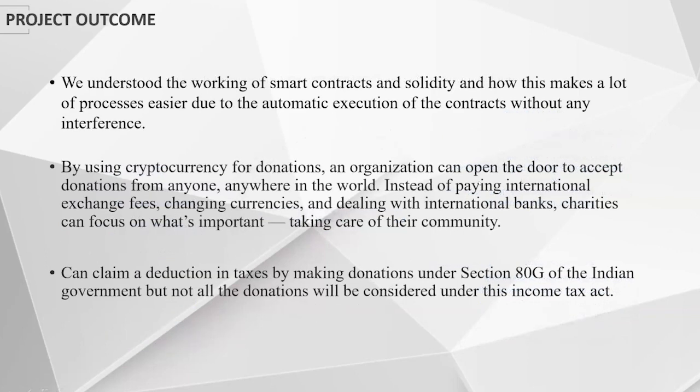The outcome is that we have a better understanding of how smart contracts and Solidity can be combined to make automatic execution of contracts without any interference. By using cryptocurrency for donations, there won't be any form of scam or fraud, as all the transactions can be tracked easily by the public. Any exchange fees, like international fees, can also be countered. As well, we can claim a deduction in taxes by making donations under Section 80G, which is an Indian government rule.